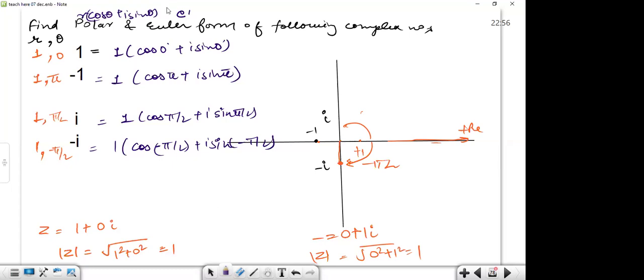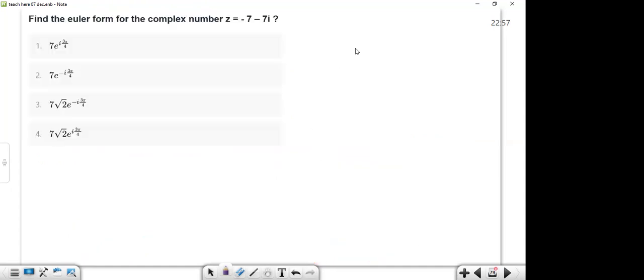Okay, so continuing our discussion, Euler form is r into e raised to the power iota theta. So simply 1 into e raised to the power iota into 0, 1 into e raised to the power iota pi, 1 into e raised to the power iota pi by 2, and 1 into e raised to the power iota into minus pi by 2. Okay, so this is about finding out polar and Euler form. Absorb the slide once.